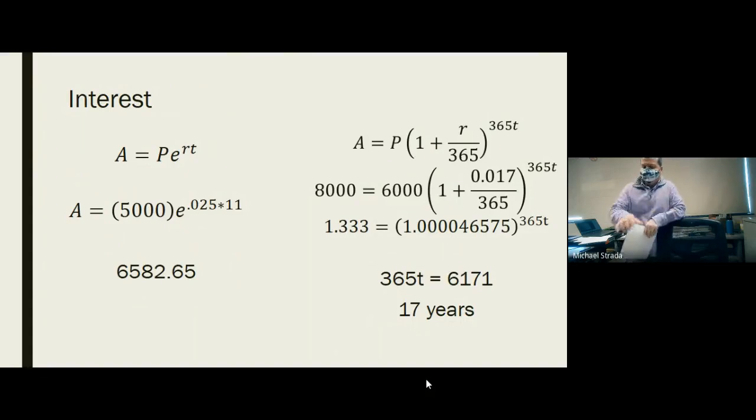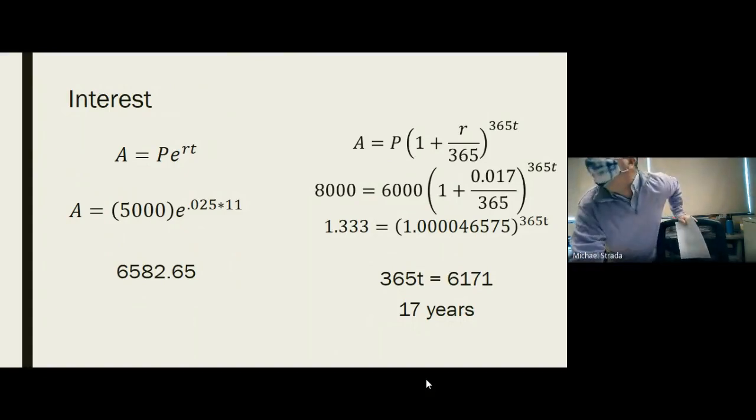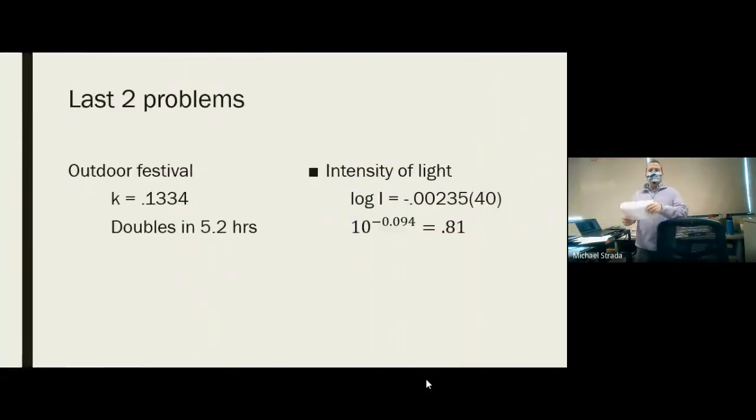All right, next two problems. The outdoor festival, K is 0.1334, and then it doubles in 5.2 hours. And then for, what is the intensity of light?